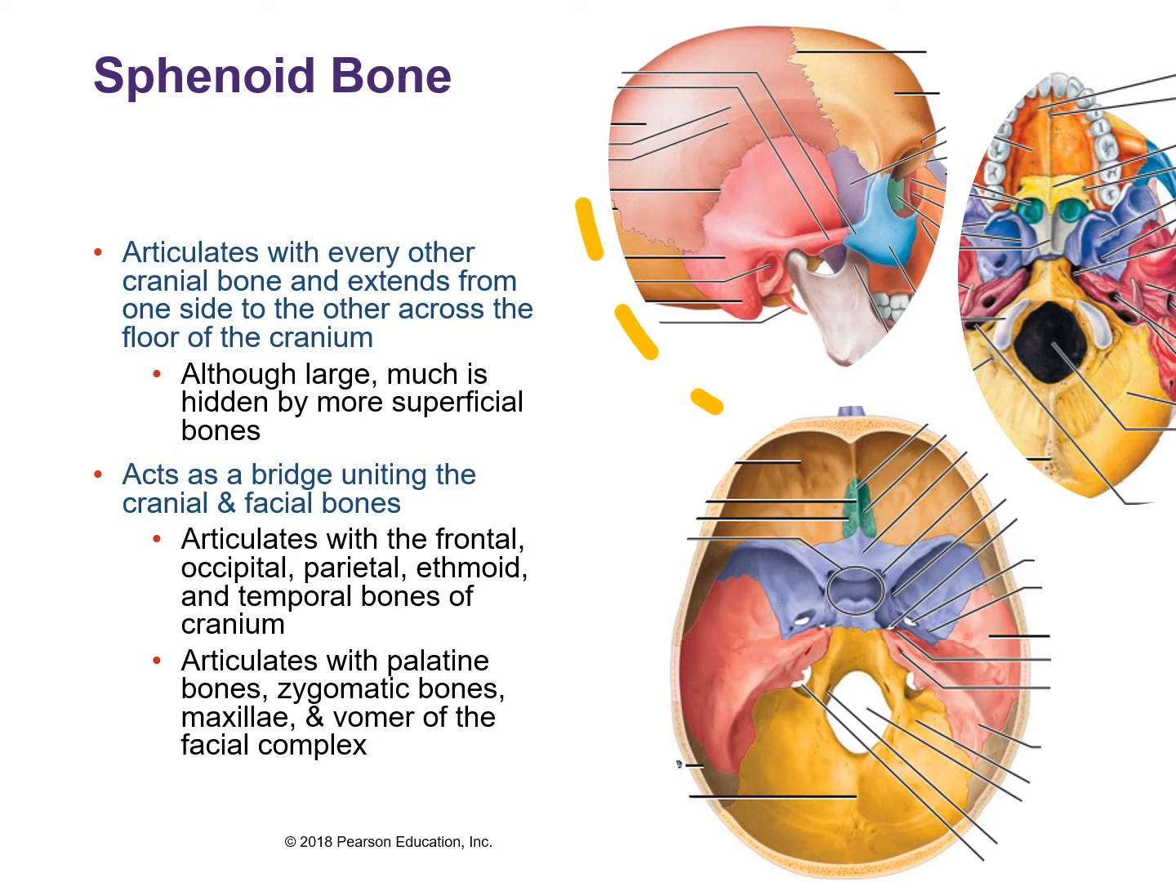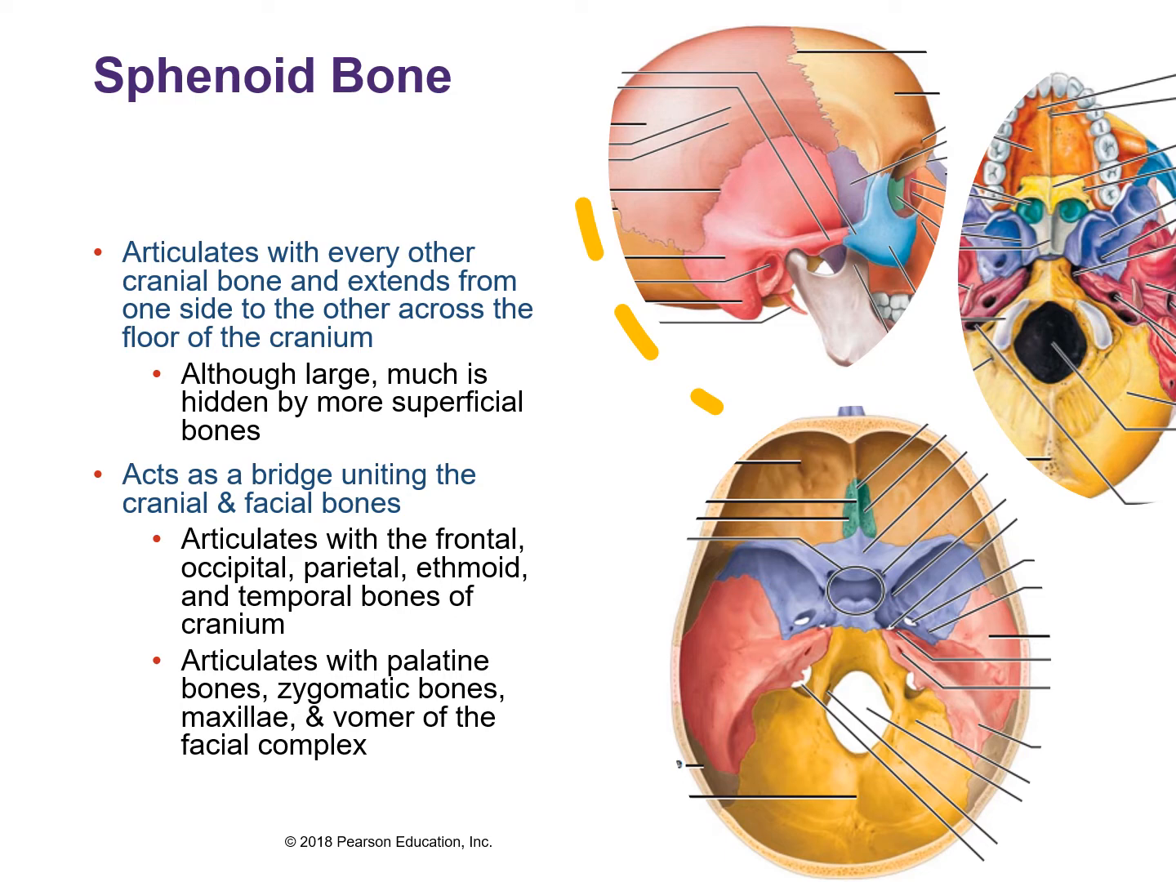We also have the sphenoid, right? So the sphenoid, or the sphenoidal bone, right, will articulate with every other cranial bone and extend from one side to the other side across the floor of that cranium. Okay? Although it's relatively large, much of the sphenoid is hidden by the more superficial bones. So the sphenoid acts as a bridge uniting the cranial and facial bones.